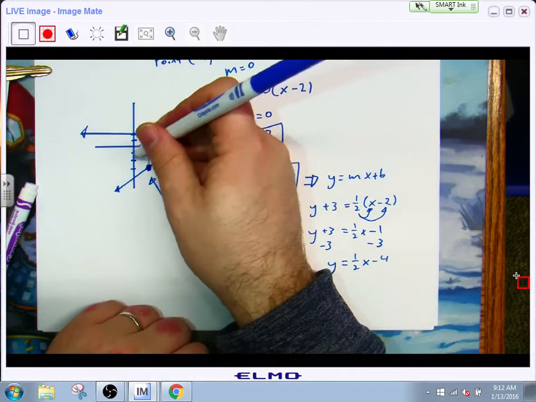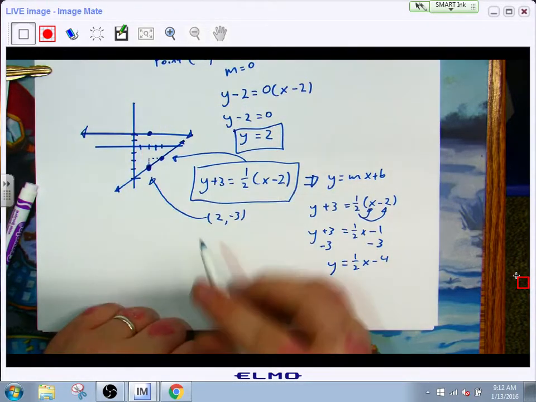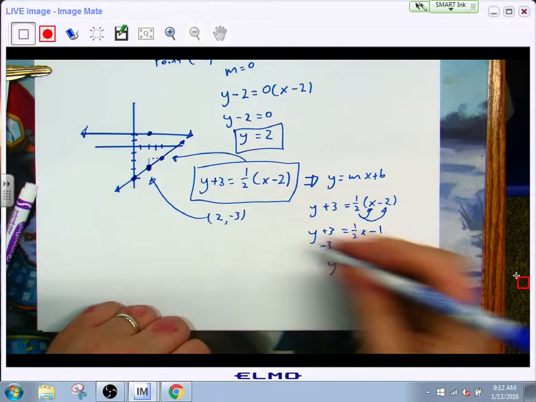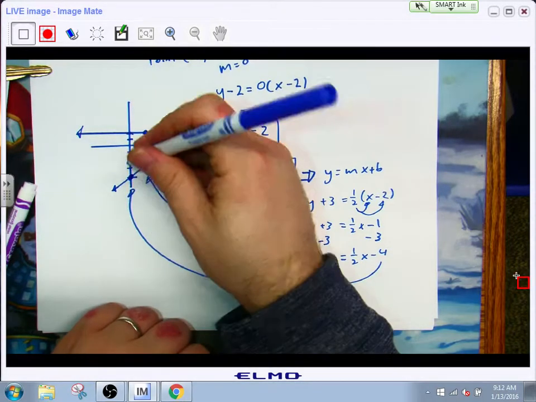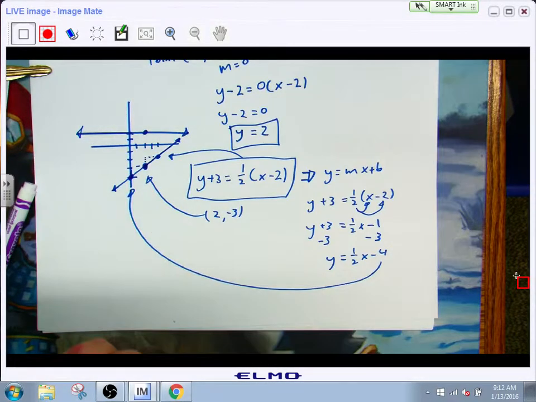And sure enough, 1, 2, 3, 4. That's where it crosses. That's my b. I go up 1 over 2. I have my slope. And it's the exact same line. So there are multiple paths to be able to graph it, depending on where you're at.